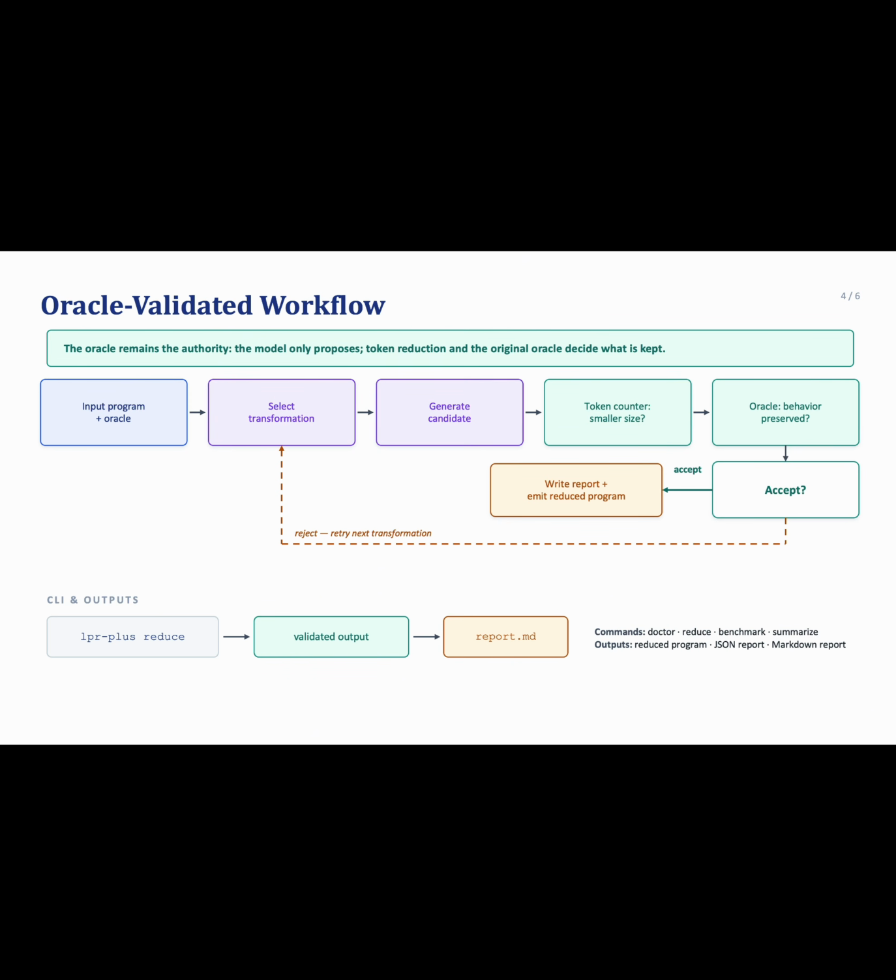Here is the main workflow. LPR Plus starts from our input program and oracle, selects a transformation, and asks the model for a candidate. Then two checks decide what happens next. Is the candidate smaller, and does it still pass the original oracle? Only if both are true do we accept it. Otherwise, we reject it and move on.